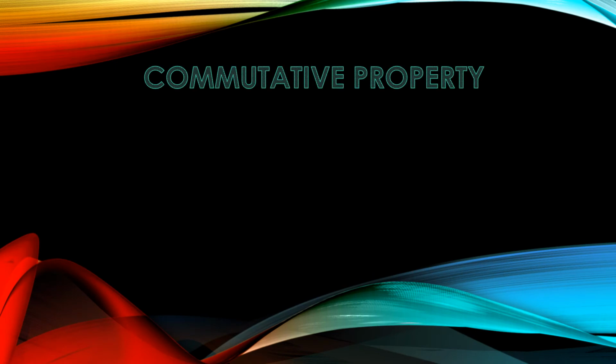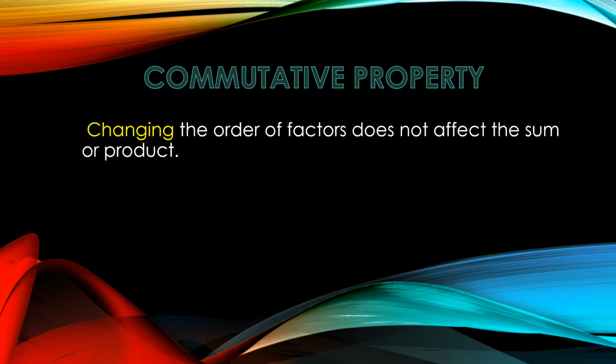Now let's start with the first property, that is commutative property. Changing the order of factors does not affect the sum or product. Means if we will change the order of any factor, that will not change anything in the sum or the product. Let's study it by example.